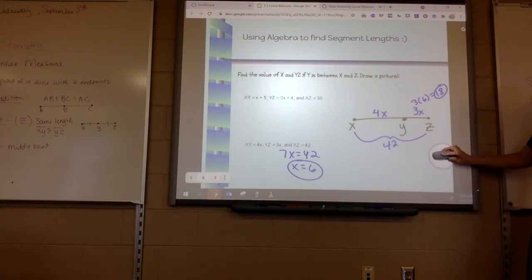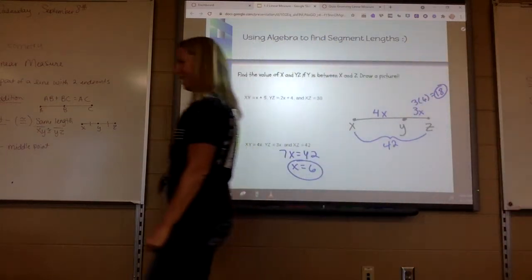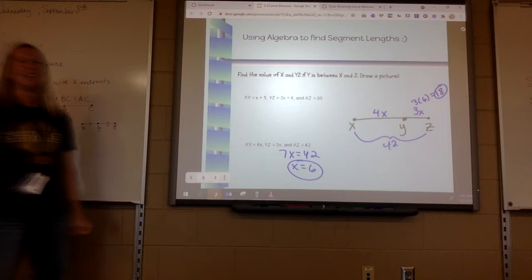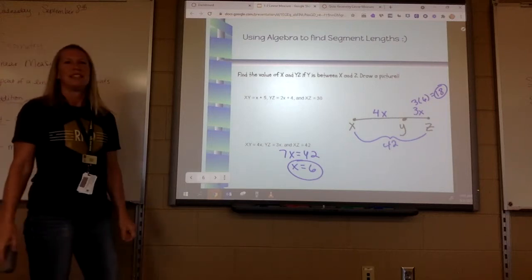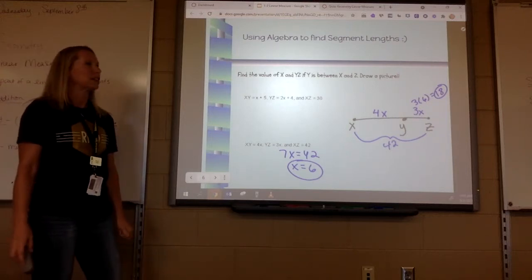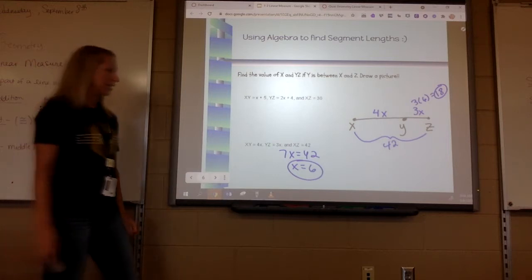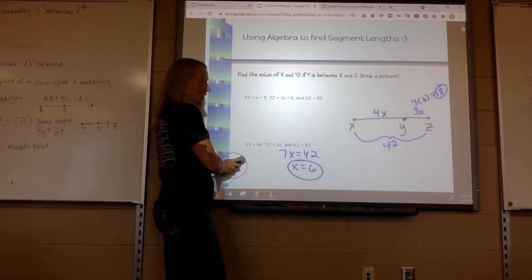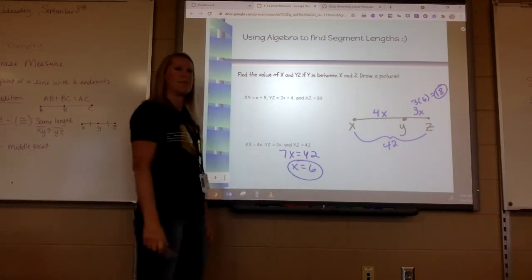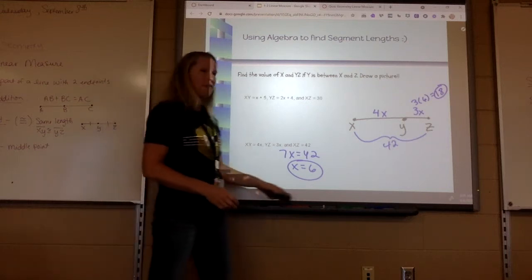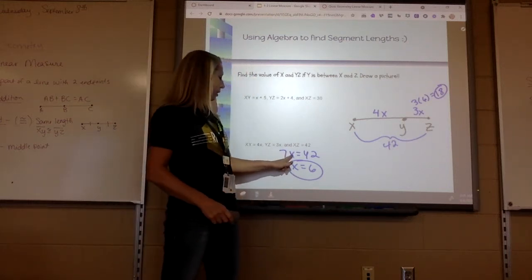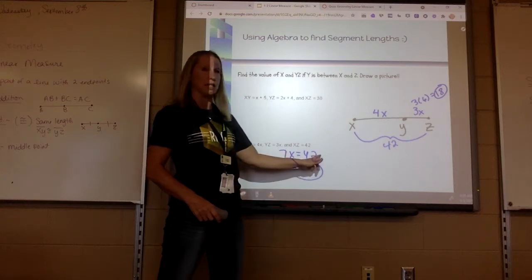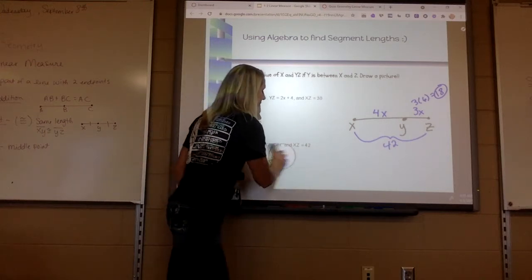You will have some problems like that where you have to draw the picture. So X is 6, YZ is 18. You divided 42 by 7. Yes. Do you kind of remember that from algebra? So this is being multiplied. Opposite of multiplying is dividing.